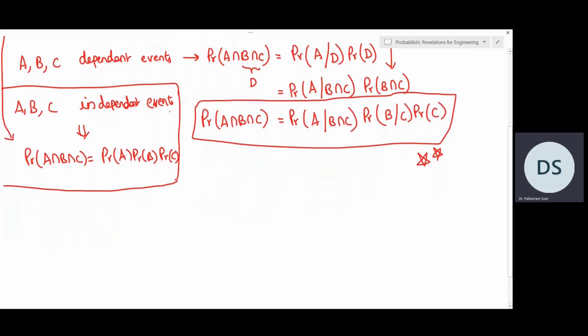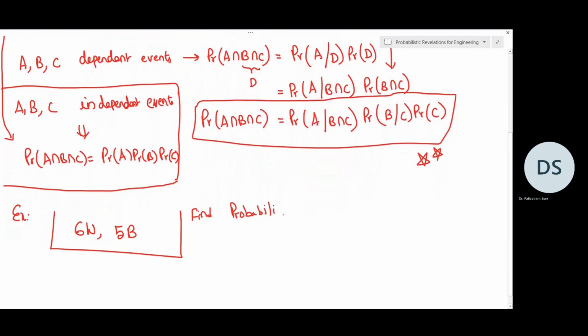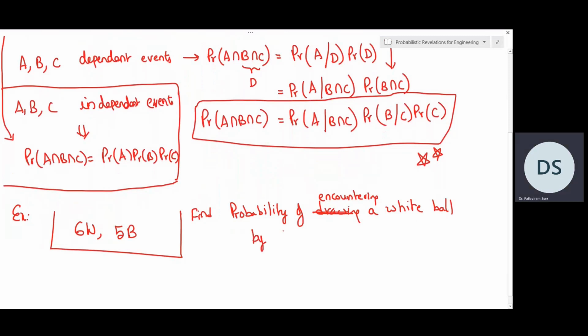So now let us see an example of how this chain rule is going to help us in many problems. So let us say, for example, that we have a box, and the box comprises of 6 white balls and 5 black balls. So let us say that we want to find the probability of drawing a white ball, or let us say encountering a white ball by the third draw.